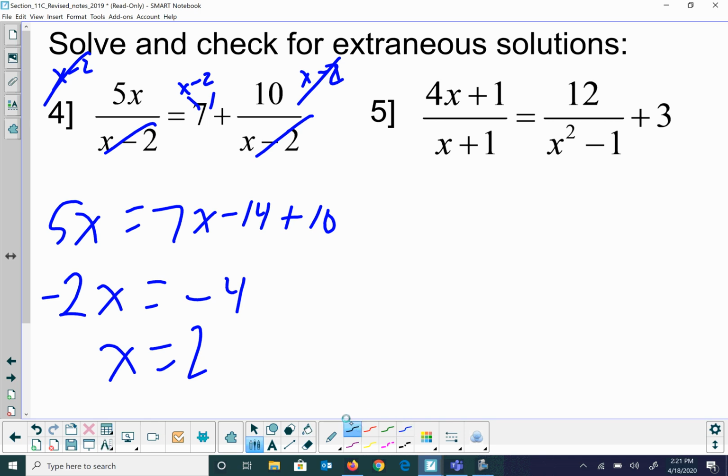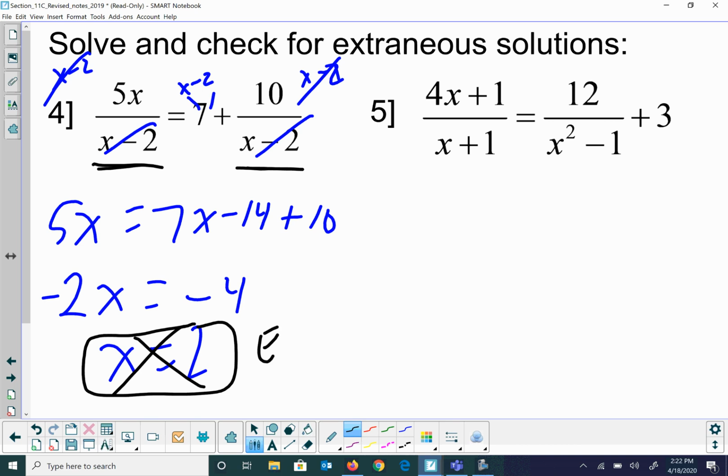Okay, so my friends, this seems like a great answer. But what happens if I plug 2 back into my original? That won't work. This is an extraneous solution. So there's actually no solution to this problem, even though it worked out so nicely, because if I plug that 2 back into the original, I would get an undefined term.